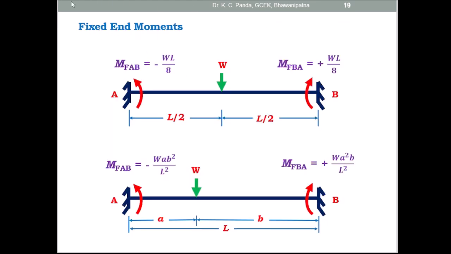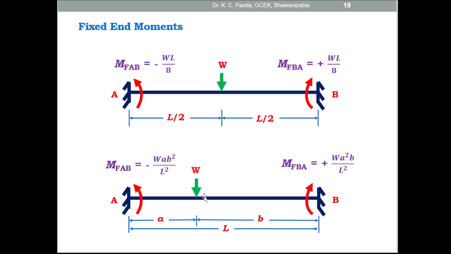Then you have to find out the fixed end moments for different loading conditions. So, look at this figure. Here the load is present at the midpoint of the fixed beam. Due to this load, the fixed end moment at the end A, MFAB, is equal to minus WL by 8 and MFBA is equal to plus WL by 8.